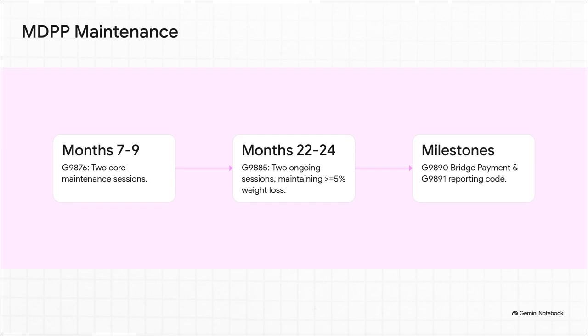Finally, for the administrative side, use G9890 as a one-time bridge payment if a beneficiary transfers suppliers, and G9891 as a mandatory, non-payable reporting code to just track those performance goals.